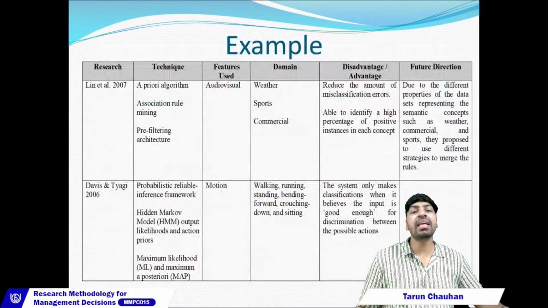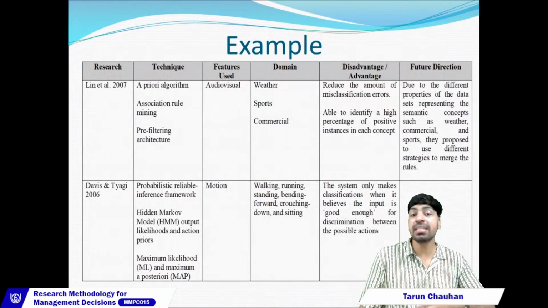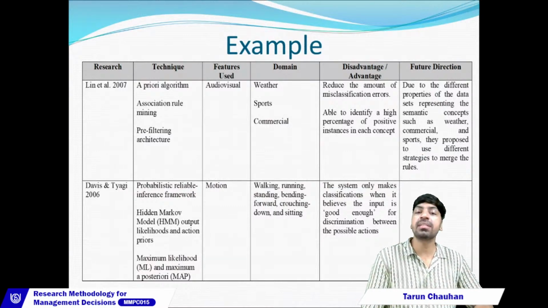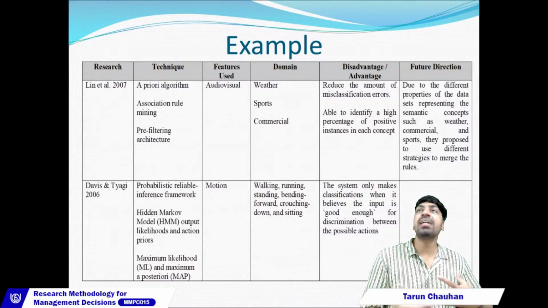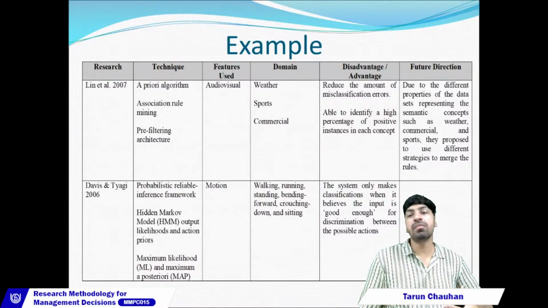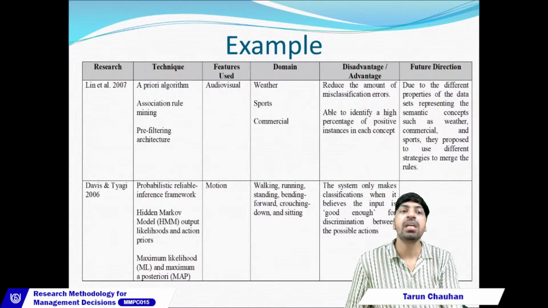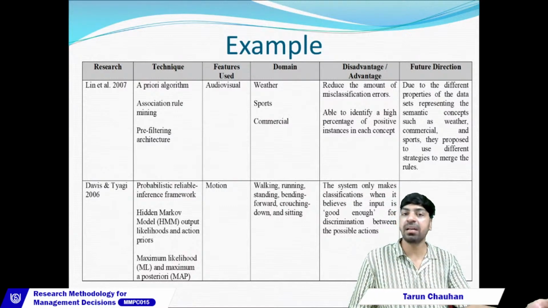This is also another example of giving a literature review. You can also make it in tabulation, that is what the research is, what techniques have been used, what features are being used in the existing study, what domains are actually being used, what are the advantages and disadvantages of the research study, and what would be the future direction of such research study. So you can also portray your literature review in a table rather than in paragraphs.